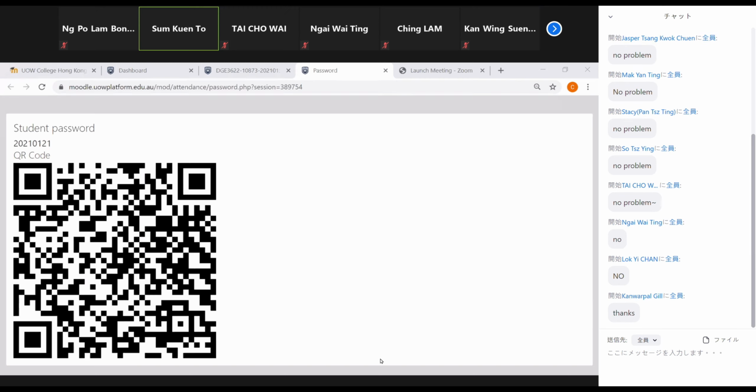Okay, and yes, you can go ahead and do it. This is for the first 2 hours, and in the third hour, there will be another QR code for the tutorial.